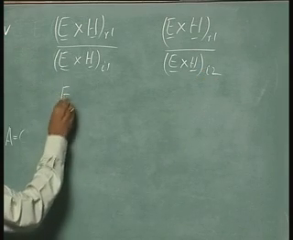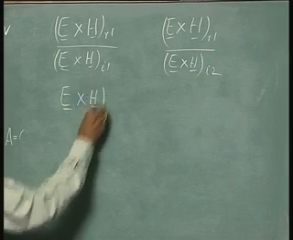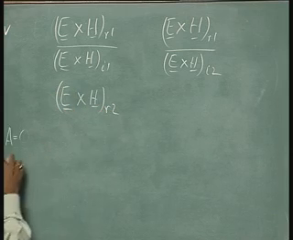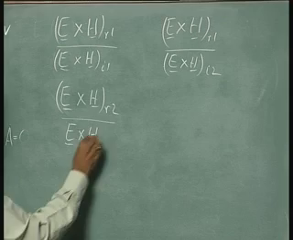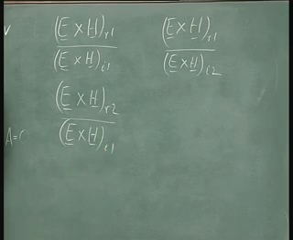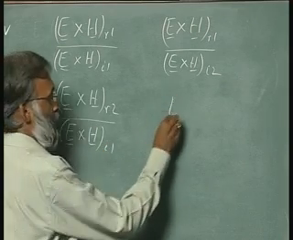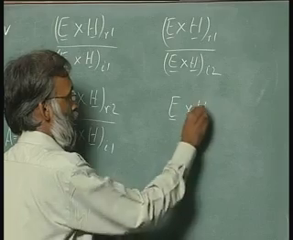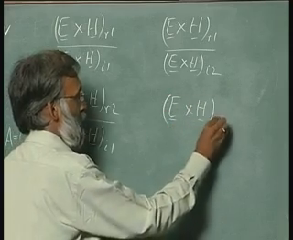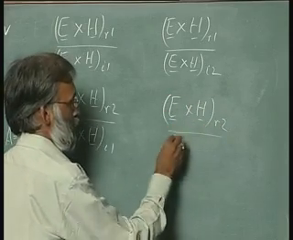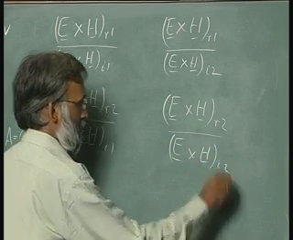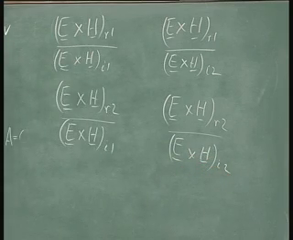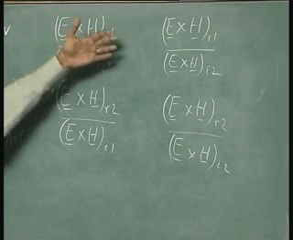Similarly, I could talk about E cross H reflected from region 2 due to E cross H incident in region 1, and E cross H reflected from region 2 due to E cross H incident in region 2. So, these are 4 numbers I can come up with.